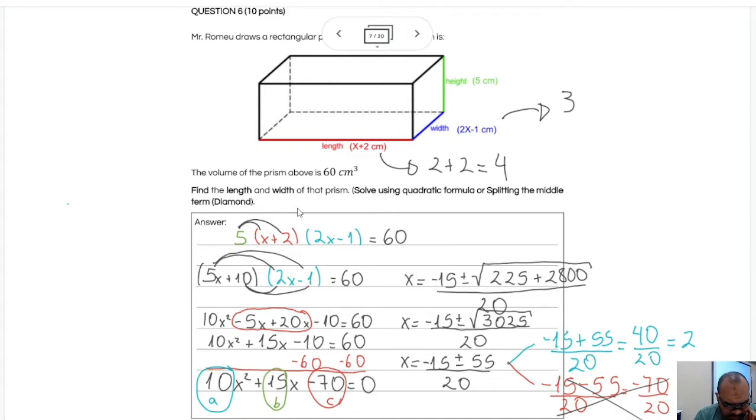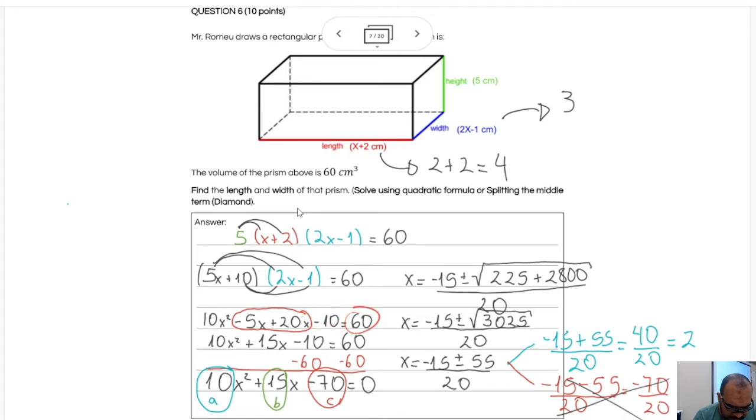Distributive property, 5 times x, 5x. 5 times 2, 10. And leave it in parentheses, as you see, times the blue one, 2x minus 1 equals 60. Now FOIL, 5x times 2x, 10x squared. 5x times negative 1, negative 5x. 10 times 2x, 20x. 10 times negative 1, negative 10, equals 60.